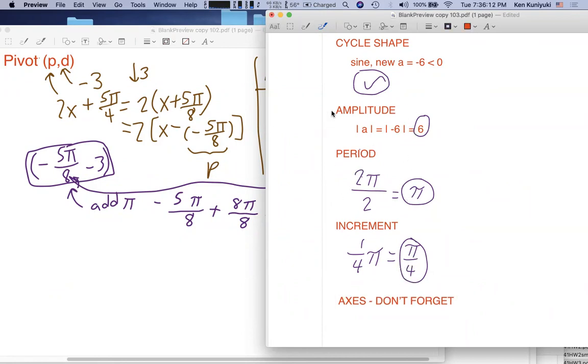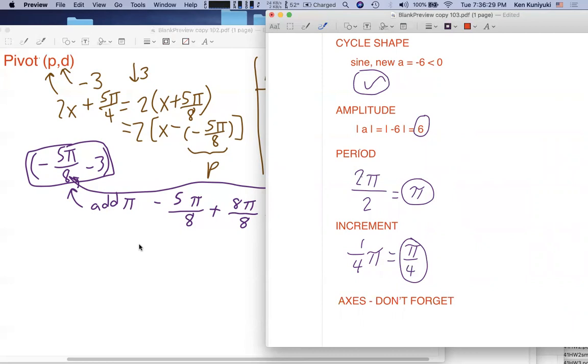The cycle shape might be slightly controversial. The phase shift is definitely controversial. D is not. Are there any questions before I actually graph this thing? I have the cast of characters. I have the ingredients. Are we ready to graph this thing?